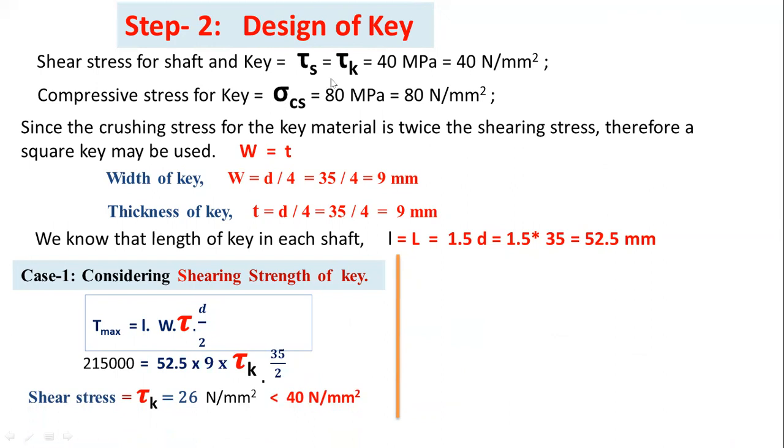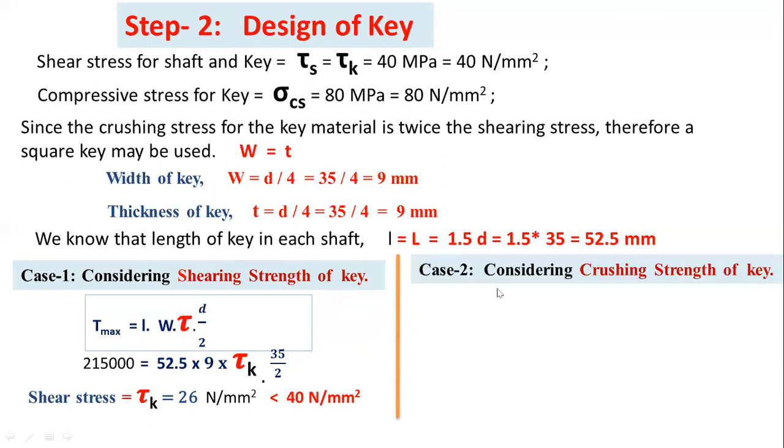But from our given question, the shear stress for the key material is 40 megapascal. So 26 megapascal is the induced shear stress, whereas 40 megapascal is the given permissible shear stress. This induced shear stress is less than the permissible shear stress, so the design of key on the basis of shearing strength is safe.